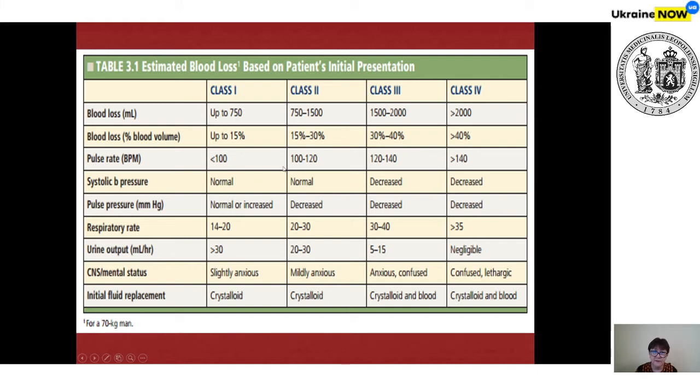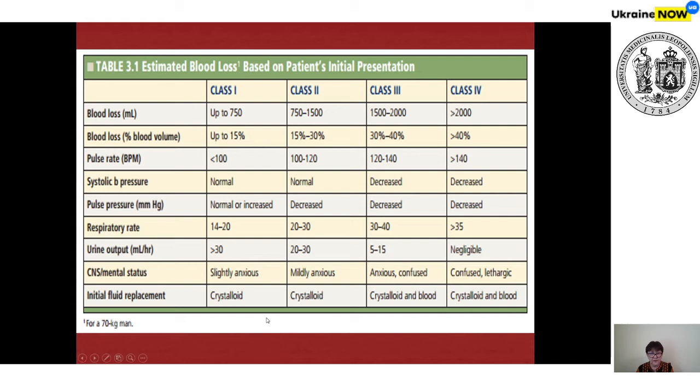Pulse rate increases gradually. Systolic blood pressure may be quite normal in class 1 and even in class 2 in horizontal position, but in vertical position, these patients can develop orthostatic hypotension. Pulse pressure is normal or increased in class 1, and from class 2, it becomes decreased. Respiratory rate increases gradually, urine output decreases, and mental status, a slightly anxious patient may be in class 1 and 2, and in severe classes may be confused or lethargic and comatose.